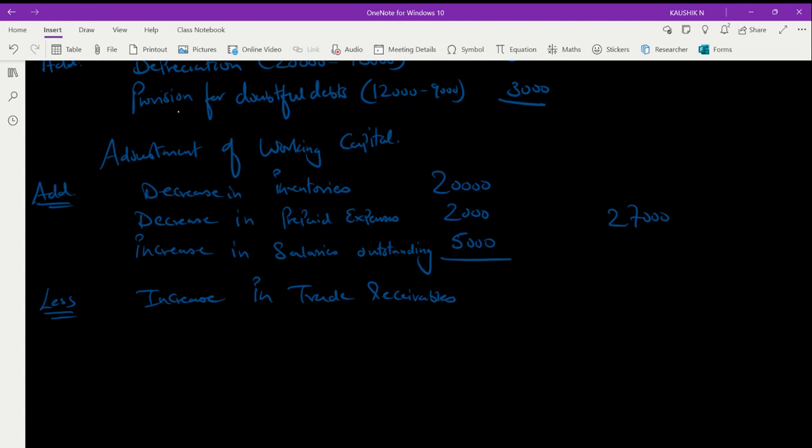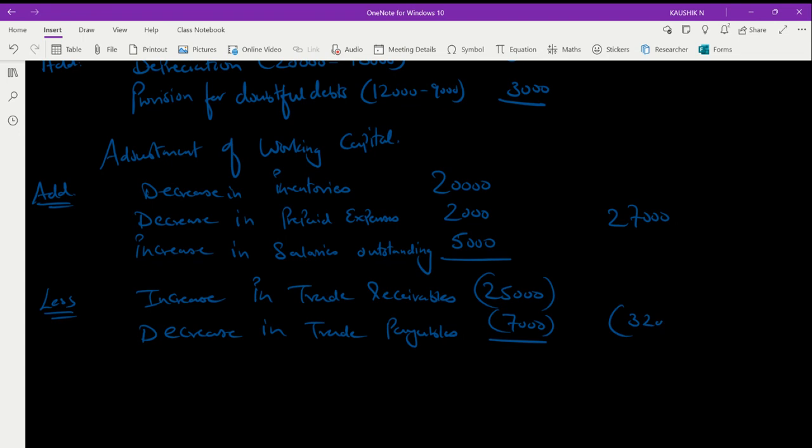The value of trade receivable increases rupees 25,000, and decrease in trade payables. Value of this is rupees 7,000. So since these two are the items to be subtracted, I can go to the bracket, add these two, the net amount you are showing it as negative value 32,000.